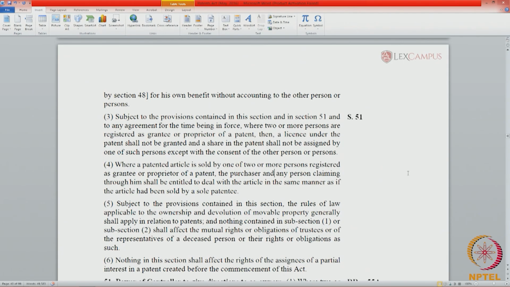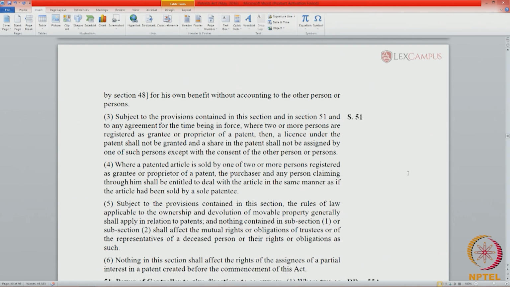Section 53 talks about exploiting a patent, say commercializing a patent or generating revenue with a patent. If there are three co-owners, A cannot license the patent, either the entire patent or a share in a patent. He cannot assign the share in a patent except with the consent of the other two co-owners, B and C. This is because exploiting a patent would mean that all the three co-owners should be equally benefited if there is no agreement to the contrary.